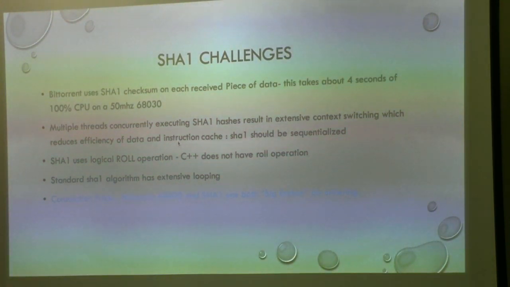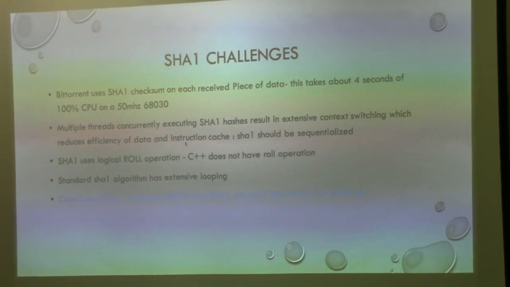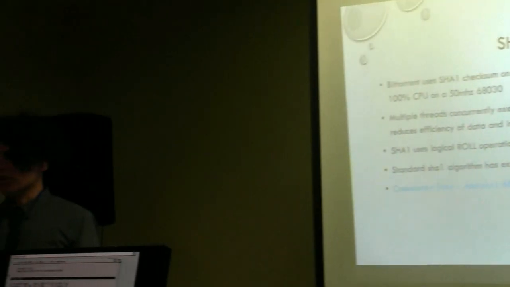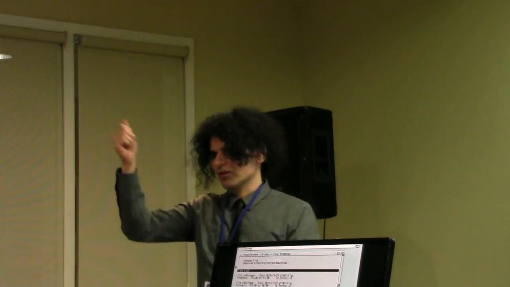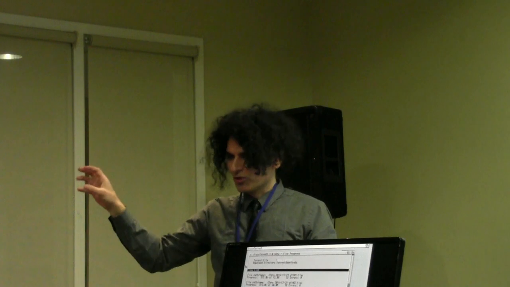There's a single SHA thread whose sole purpose is to do SHA hashes, and it's one thread for all torrents simultaneously. So if you're running three copies of this, they'll send their requests for SHA verification to a single thread. That way there's no context switching.